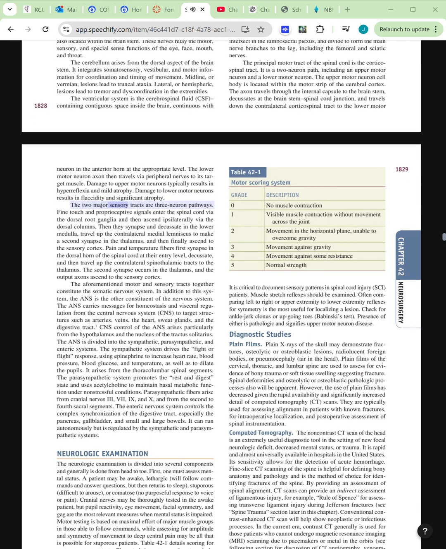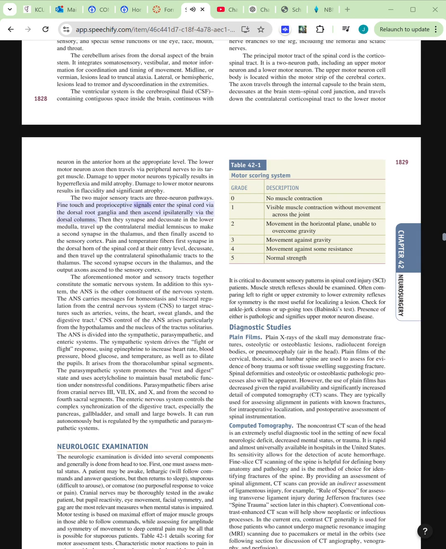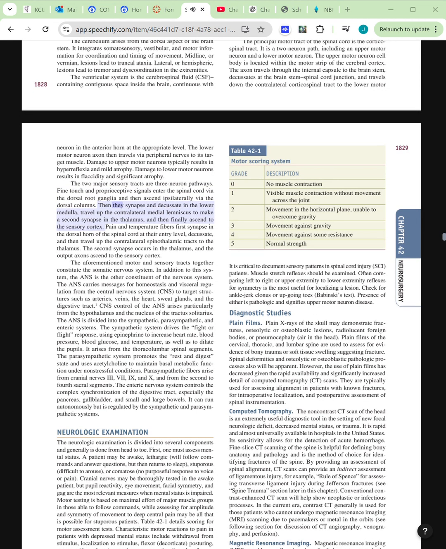The 2 major sensory tracts are 3-neuron pathways. Fine touch and proprioceptive signals enter the spinal cord via the dorsal root ganglia and then ascend ipsilaterally via the dorsal columns. Then they synapse and decussate in the lower medulla, travel up the contralateral medial lemniscus to make a second synapse in the thalamus, and then finally ascend to the sensory cortex.